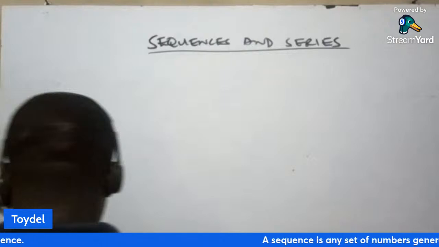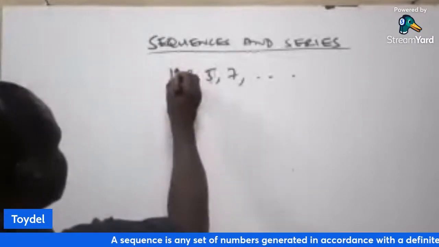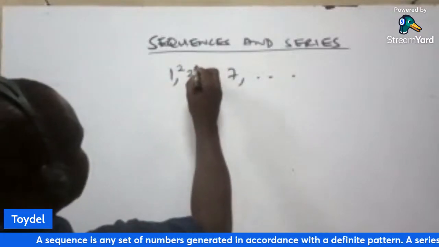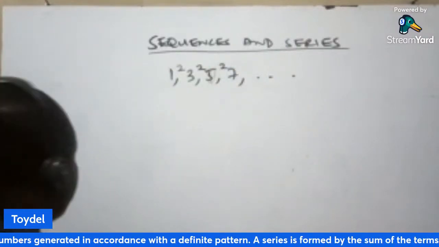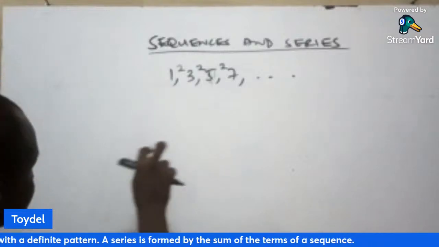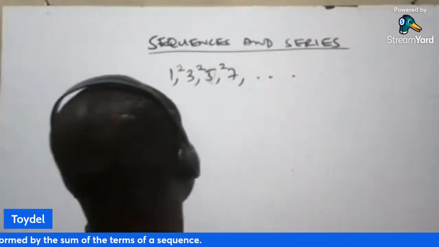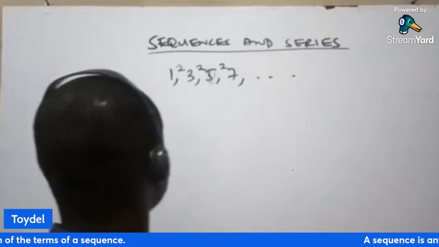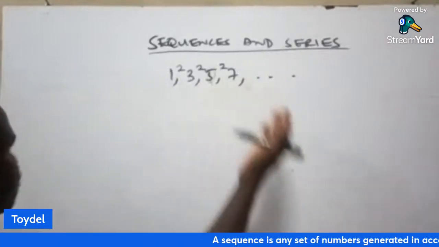There is a common difference between 1 and 3. The difference is 2. Between 3 and 5, the difference is 2. Between 5 and 7, the difference is 2. So if you have a set of numbers arranged in accordance with a definite pattern, such an arrangement is referred to as a sequence. And in this case, this sequence is a linear sequence.